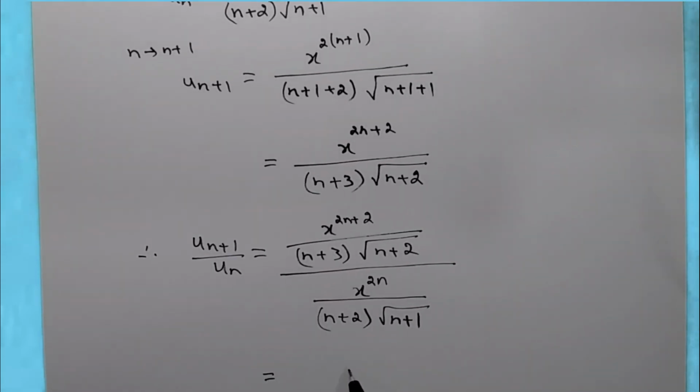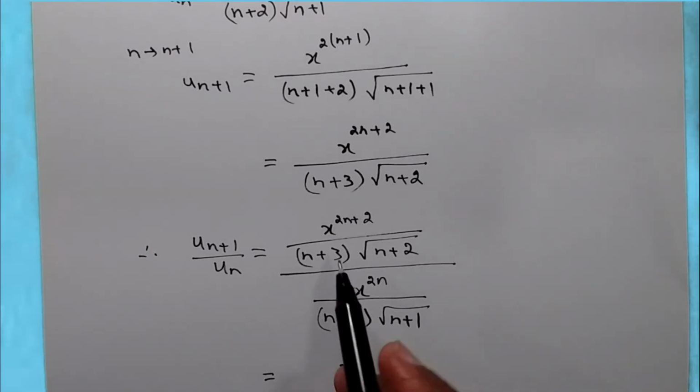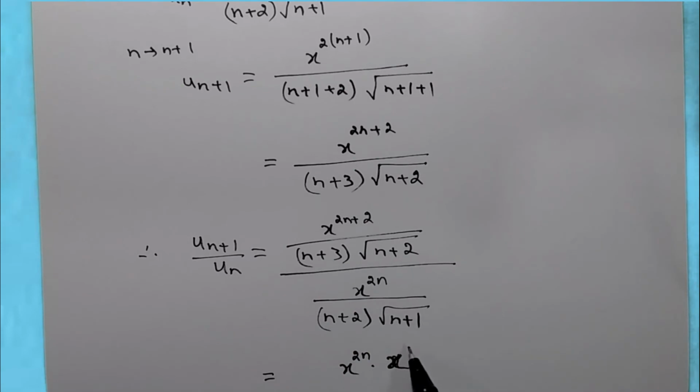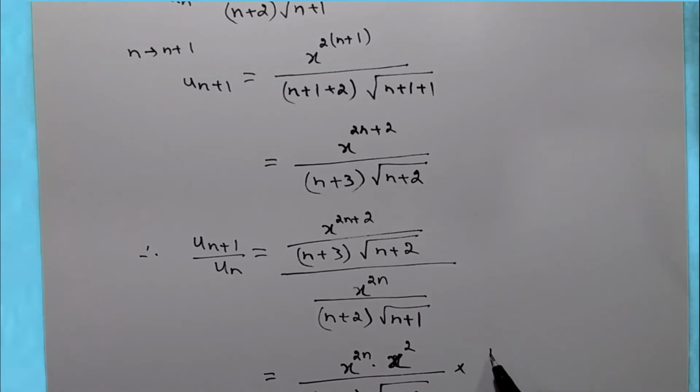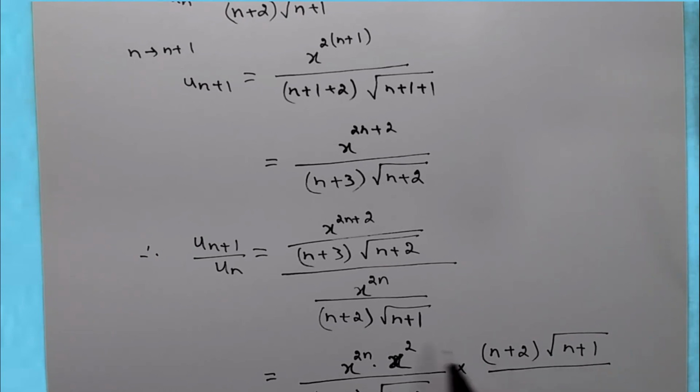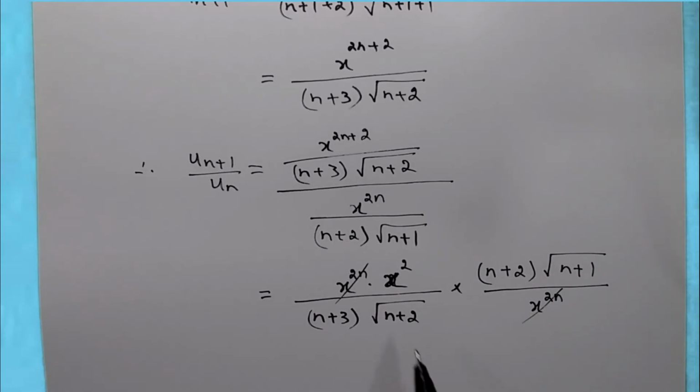If I take the reciprocal, can I write this 2n plus 2 as x power of 2n into x power of 2? Whole divided by n plus 3 as it is into root of n plus 2. This denominator value will become reciprocal. It becomes n plus 2 into root of n plus 1 whole divided by x power of 2n. This x power of 2n will cancel out. So you are left with n plus 2 divided by n plus 3.